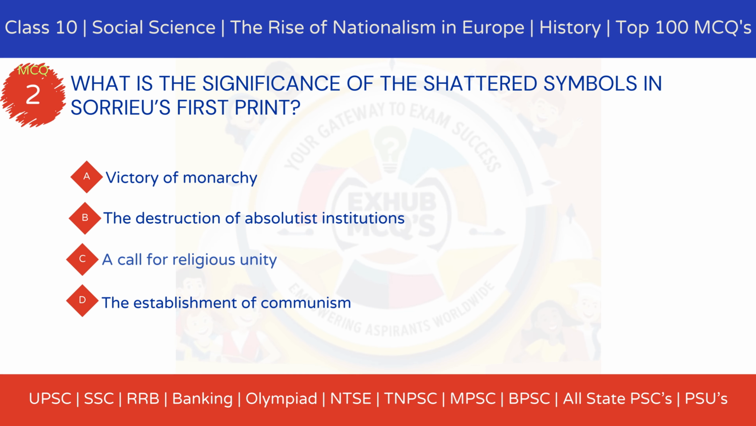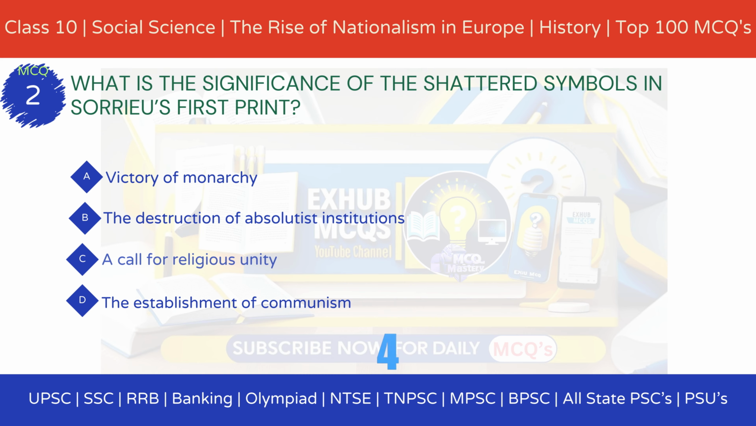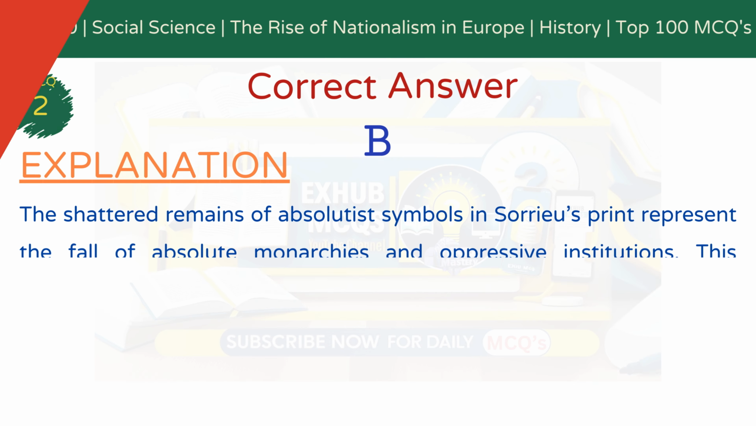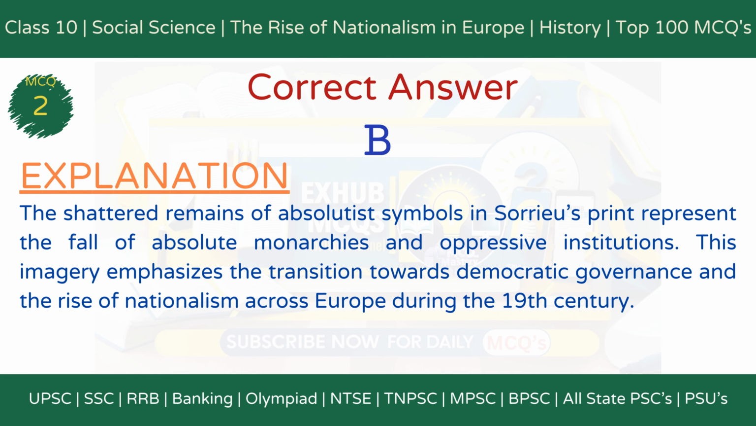MCQ 2. What is the significance of the shattered symbols in Sorrieu's first print? Option A, victory of monarchy. Option B, the destruction of absolutist institutions. Option C, a call for religious unity. Option D, the establishment of communism. The correct answer is option B, the destruction of absolutist institutions.